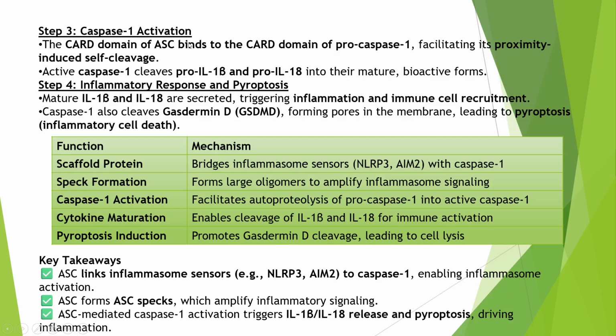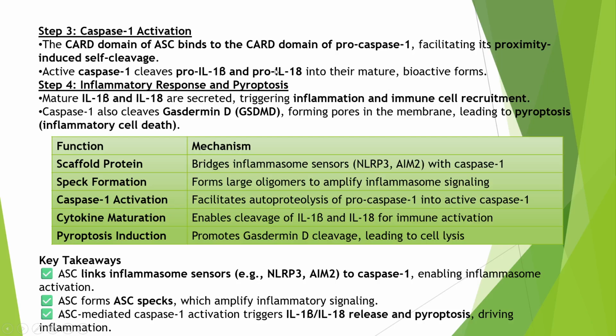Then your caspase 1 activation occurs. So the CARD domain of the ASC binds to the CARD domain of the procaspase 1, the CARD-CARD interaction, facilitating the proximity to induce self-cleavage. Then activated caspase 1 cleaves pro IL-1 beta and pro IL-18. So these are the immature forms or pre-forms. Then after cleavage, they will be activated or mature.